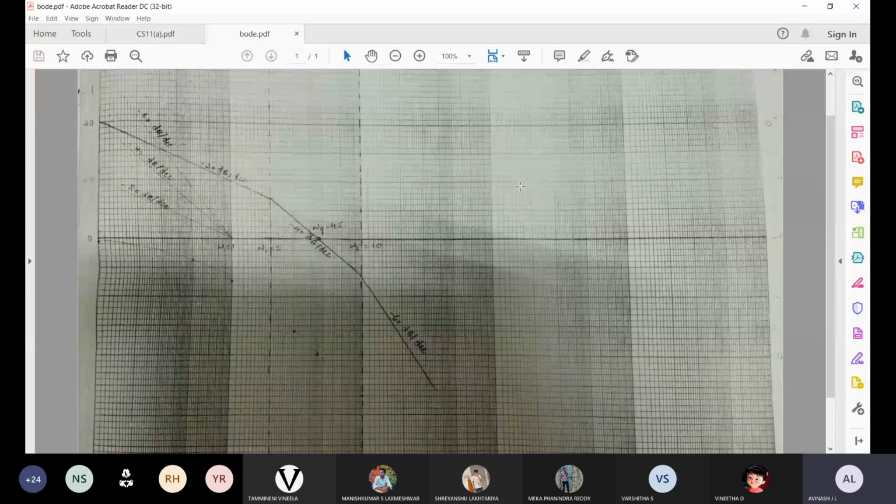Once you plot the phase as well as this one, I'll tell you how we get the stability, and I'll discuss it with you. So up to the plotting of the magnitude plot, is it clear to you? Yes, sir.